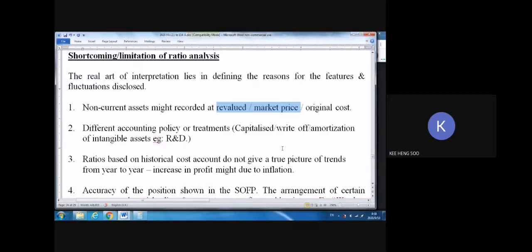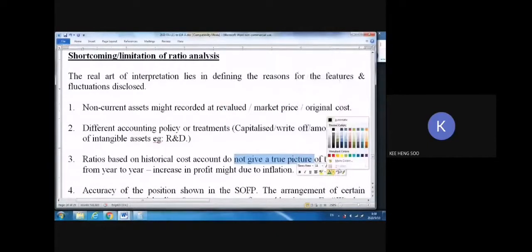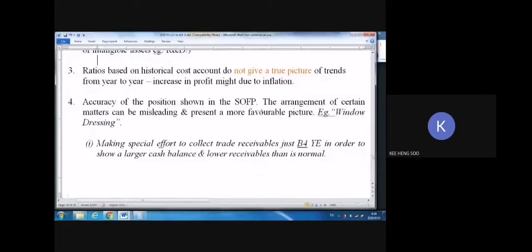Number 3, this ratio based on historical cost does not give a true and fair view. It doesn't give you the true picture of the trend. Okay? So accuracy of the position shown in the statement of financial position. Arrangement of certain matters can be misleading. Can you see that? And present a more favorable picture, we call it window dressing.